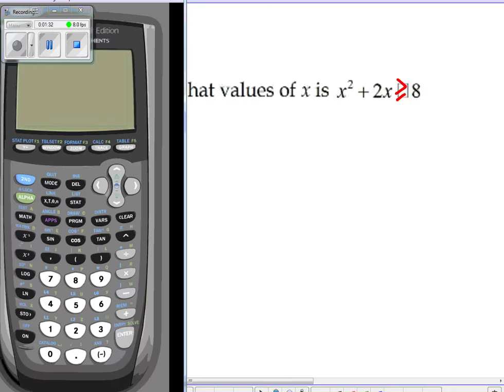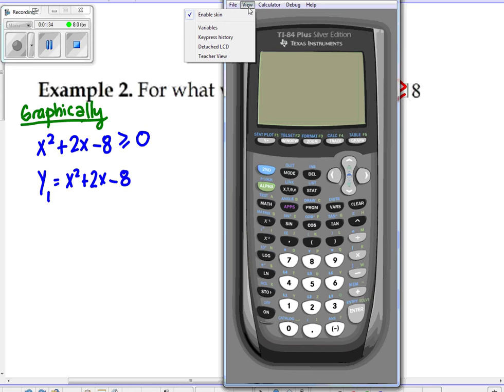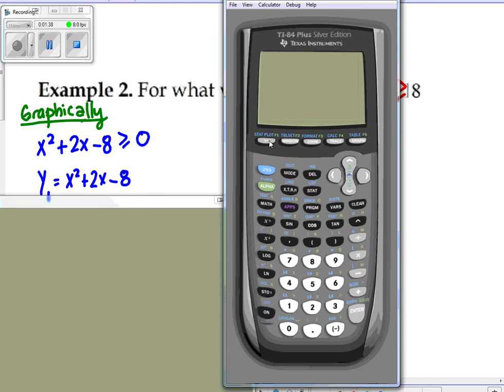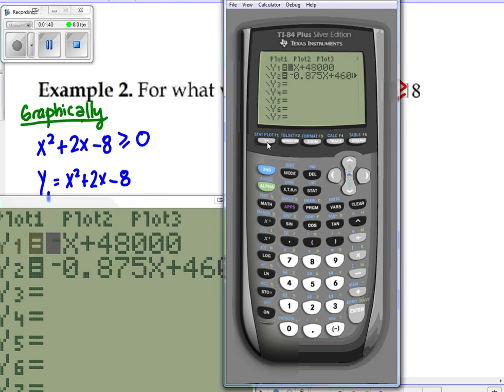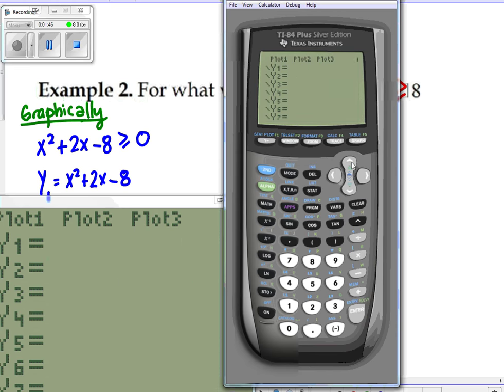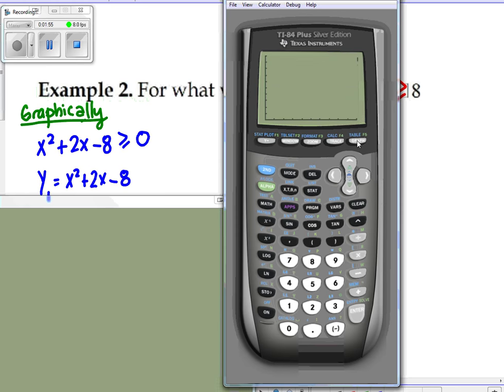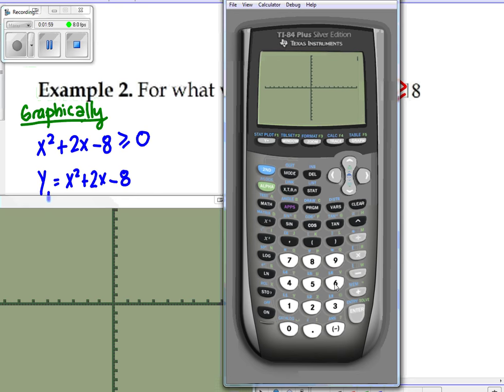Let's look at this. So grab your graphing calculators. Okay, y equals. So we want when our equation is greater than or equal to 0. Does that translate to above or below? X squared plus 2x minus 8. Graph it. Oh, your windows might be a little better than mine. Does yours look like that?